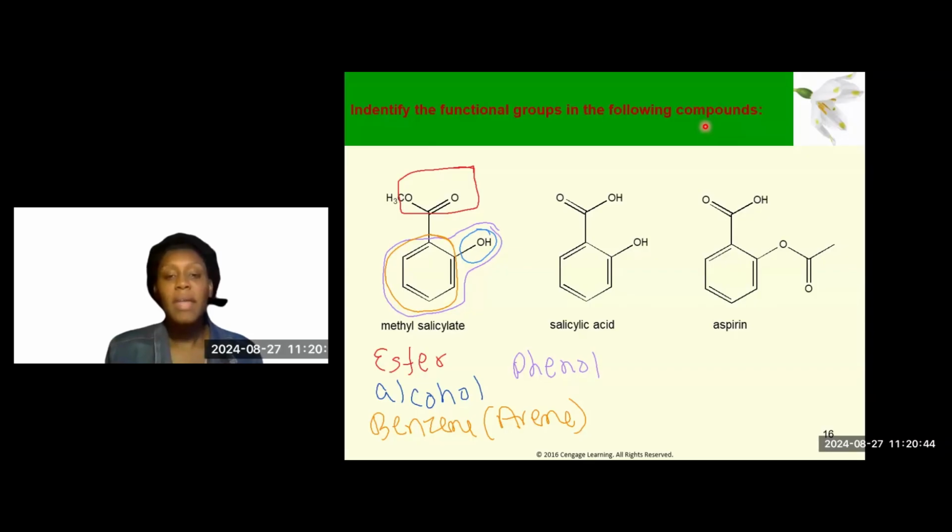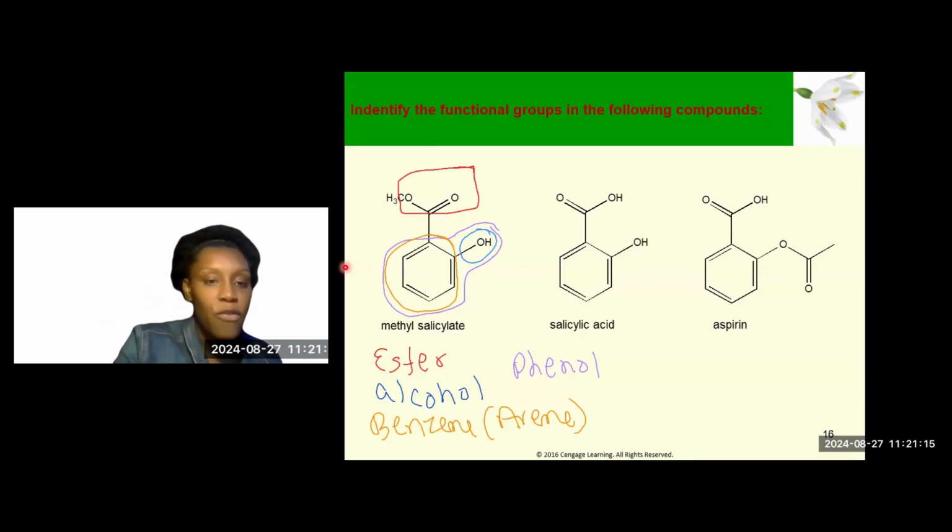And methyl salicylate is actually a starting material for something that is very common, and we'll talk about that a little bit later. So next you have salicylic acid, which you notice is very similar to that methyl salicylate. So let's see if you guys can tell me what the functional groups of that one is.